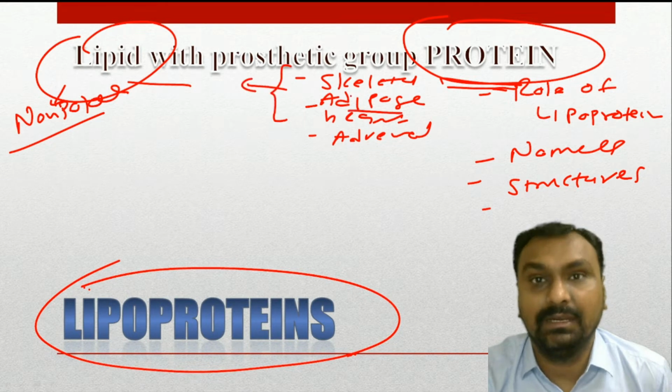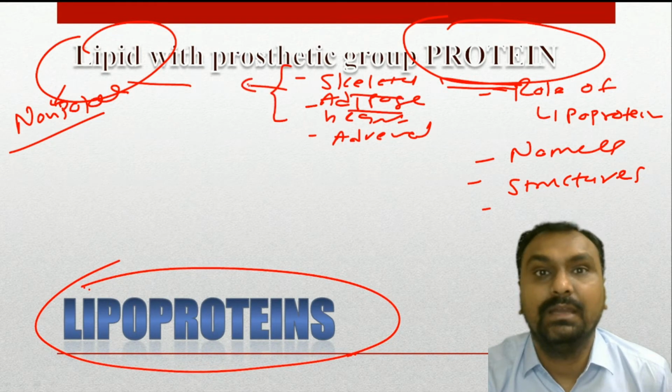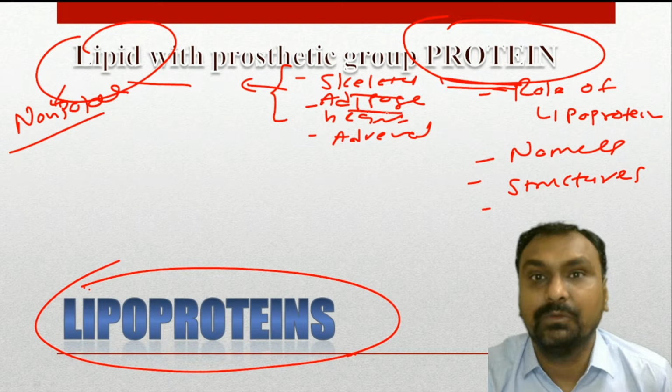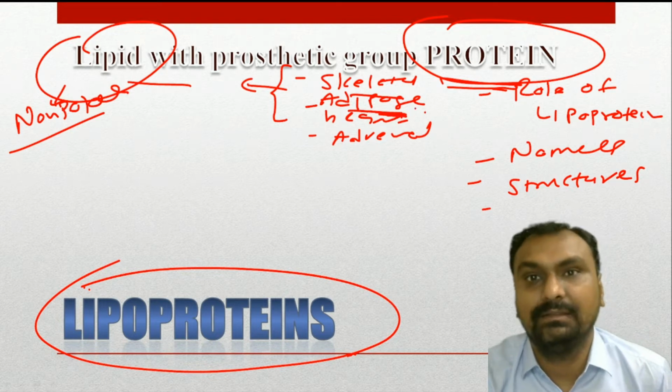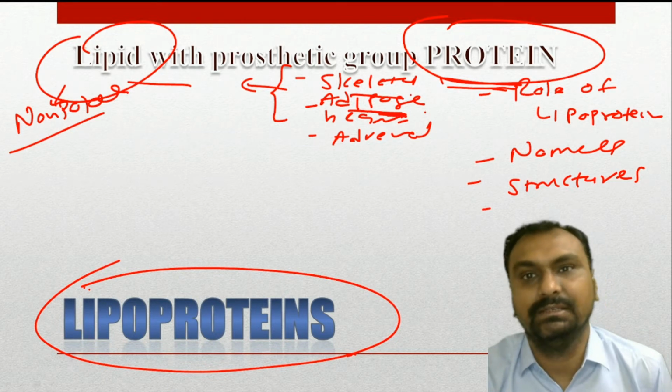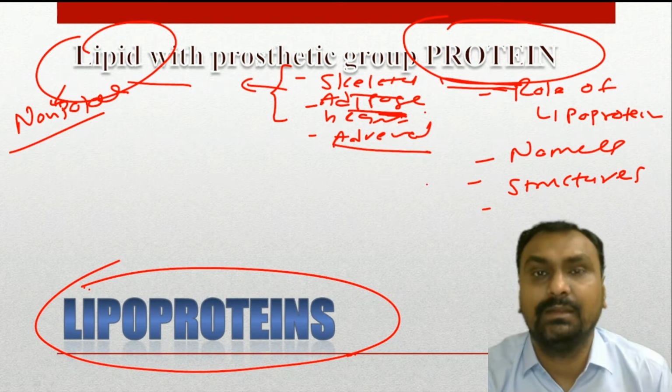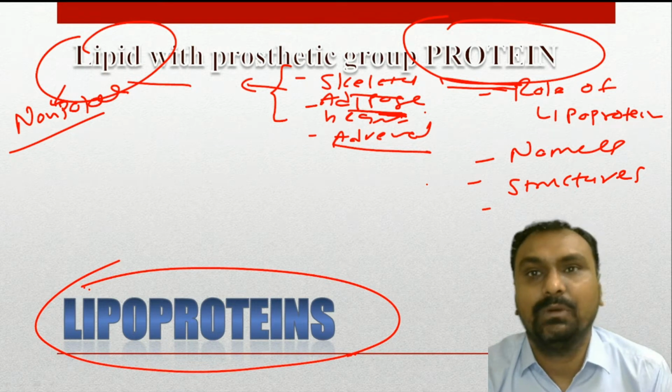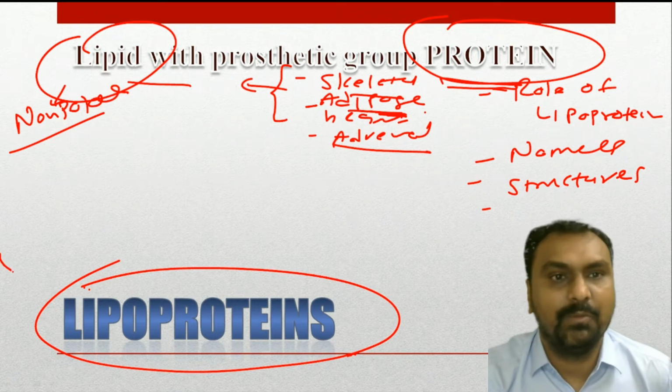In skeletal muscle, it is required for energy purposes. In adipose tissue, the lipids are stored as triglyceride, and whenever we require energy, we get the energy. While in the case of adrenal gland, testis and ovary, it is required for steroid hormones. So lipids are very important, and for their transport, we require lipoproteins.